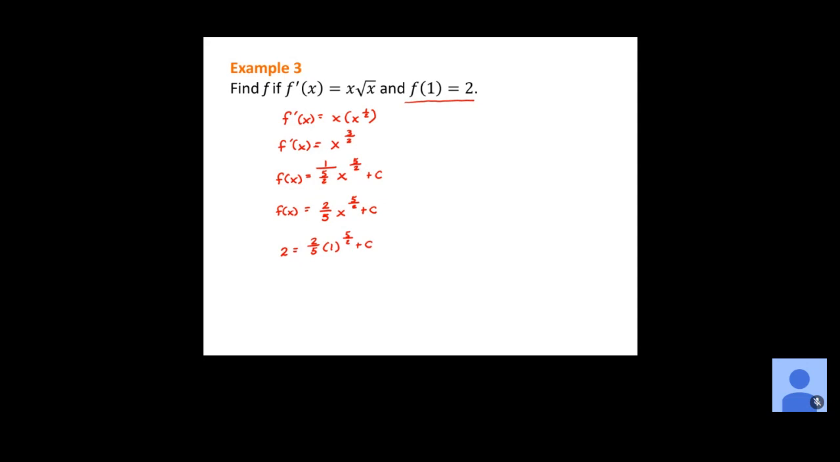So now we can solve for c. If we simplify 2/5 times 1 to the 5/2, what's all that going to give us? Just 2/5, right? Because 1 to any power is 1. 2/5 times that is going to give us 2/5. And now if we get c by itself, what are we going to get?